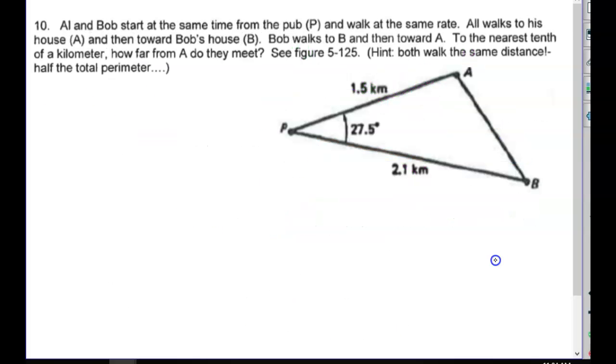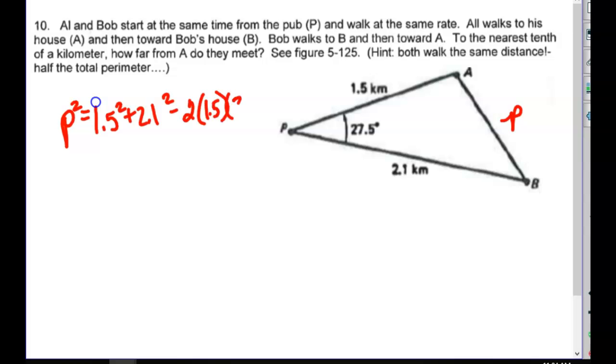All right, we did 9. 10 assigned or not assigned? Okay, this is a kind of tricky one, but we can start out by just finding this missing length. Anybody notice what we can do right away to find this one? Yeah, this is p squared equals what? Plus 2.1 squared minus 2 times 1.5 times 2.1 times the cosine of 27.5.